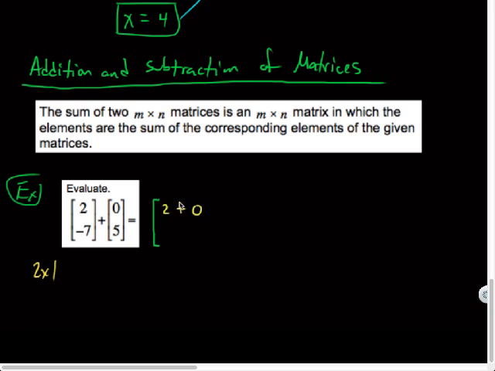So this first row, first column element in my answer will just be the sum of the first row, first column for each of the originals. And then the second row, first column element would come from the -7 plus 5. And that's going to be how I'd calculate my answer matrix. So my answer would be 2 and -2, right? In that same arrangement, and that would be the answer matrix.